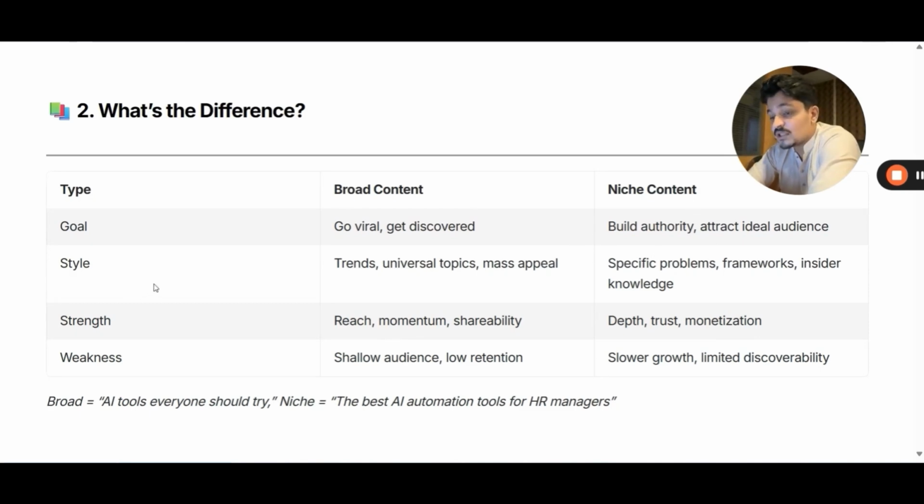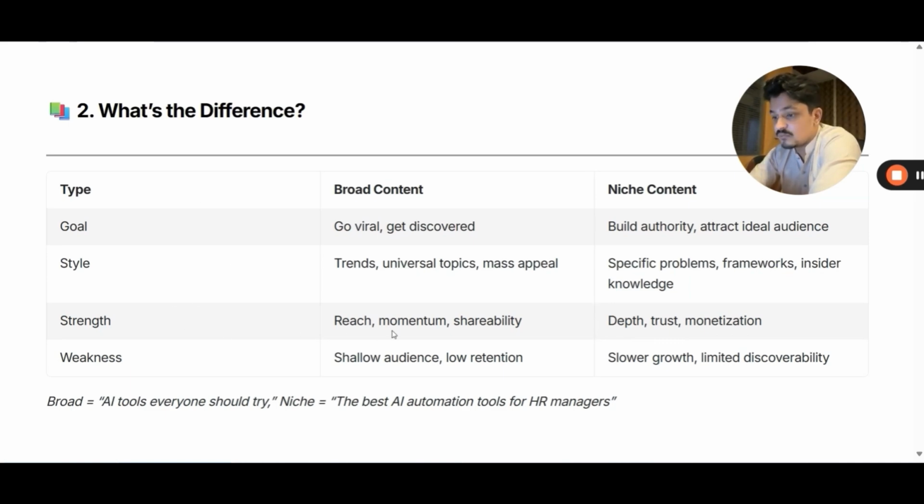The style: what is the style that you're going to follow if you're executing broad content? It's going to be trend-based, universal topics, mass appeal, the type of topics which everybody's talking about out there, right? This is the style that you need in order to nail broader content. As for niche content, it's all about specific problems, frameworks, insider knowledge. You actually have to become kind of a geek or nerd in your industry in order to create niche content. Talk about jargon, talk about slang of your industry, each and every thing. So this is the style that you have to follow.